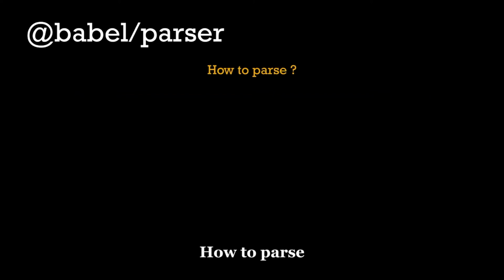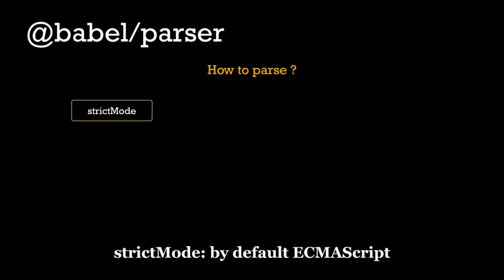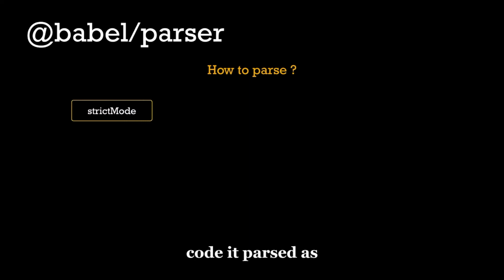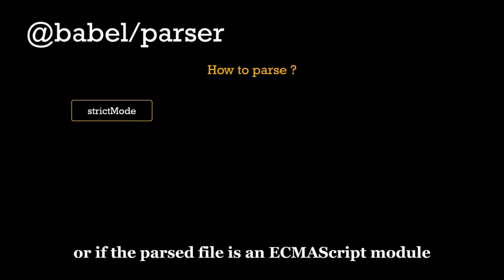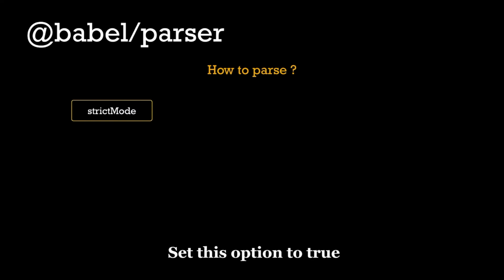So how to parse? By strict mode. By default, ECMAScript code is parsed as strict only if a use strict directive is present or if the parsed file is an ECMAScript module. Set this option to true to always parse files in strict mode.